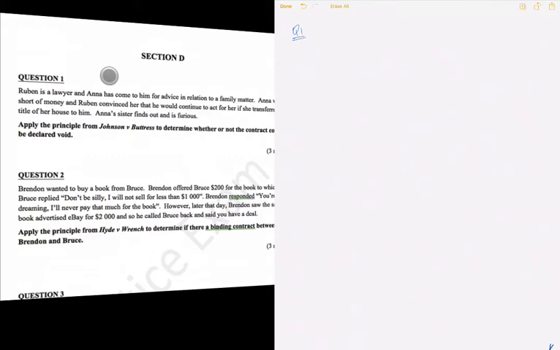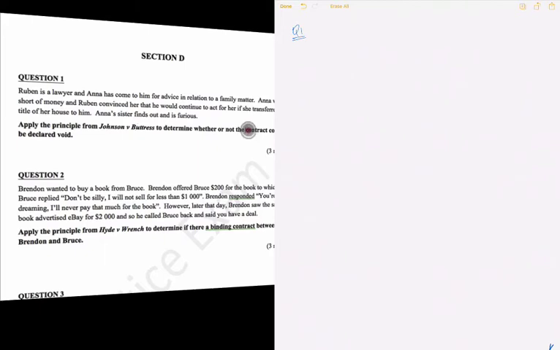In our first question, we see that we've got Ruben, who's a lawyer, and Anna, who's come to him for advice. Anna was short of money and Ruben convinced her that he'd continue to act for her if she transferred the title of her house to him. Anna's sister finds out and is furious. Apply the principle from Johnson and Buttress to determine whether or not the contract could be declared void.